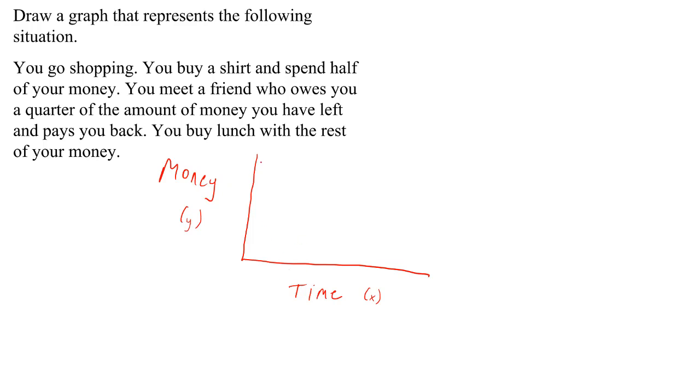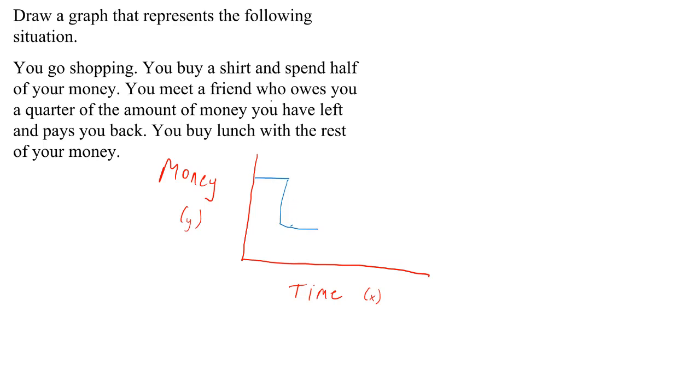So you go shopping, you buy a shirt and spend half of your money. So let's say you started with this total amount of money up here. I don't know how much that is. I'm not going to put numbers on it. Numbers is what I mean when I say scale a graph. So you start with that much money, and you have that much money for some point in time. And then you buy a shirt and spend half your money. So after you buy a shirt, your money drops, and now it's down here. And it hangs out there for a while.